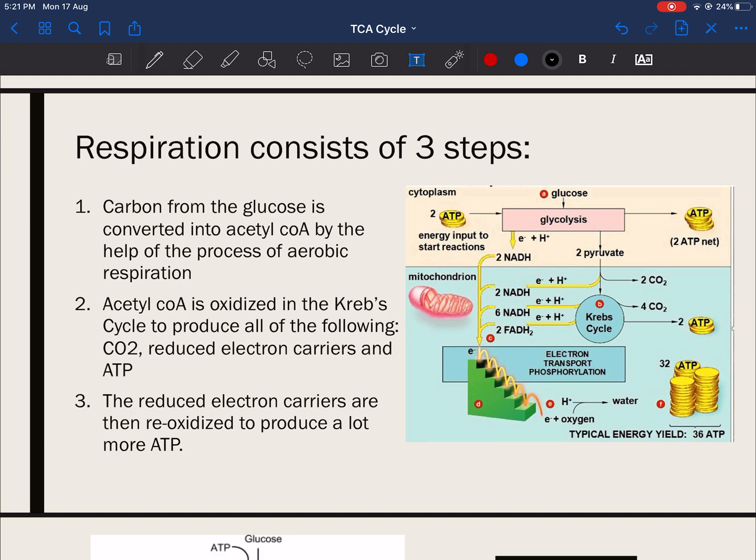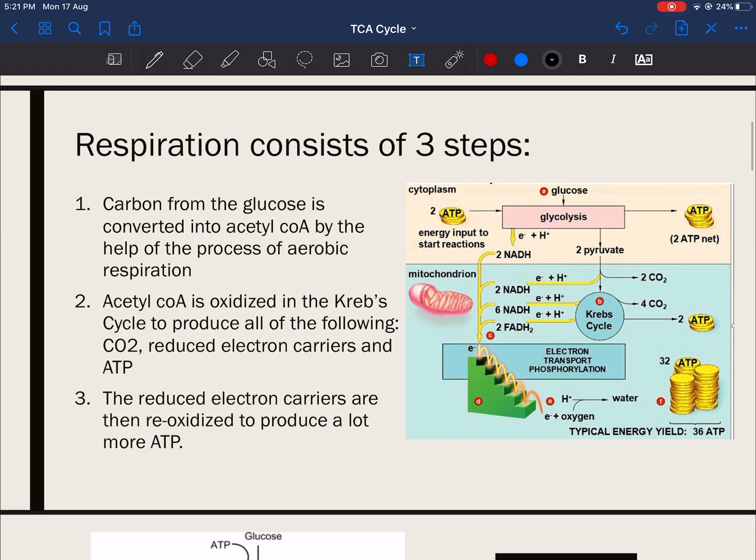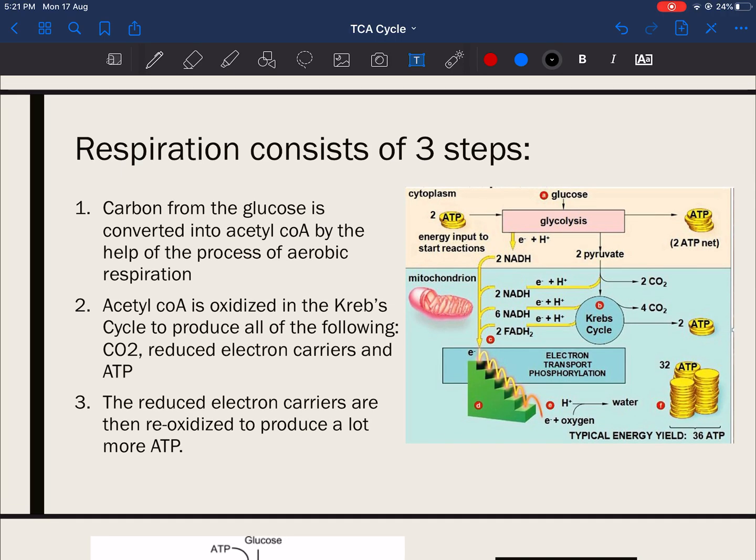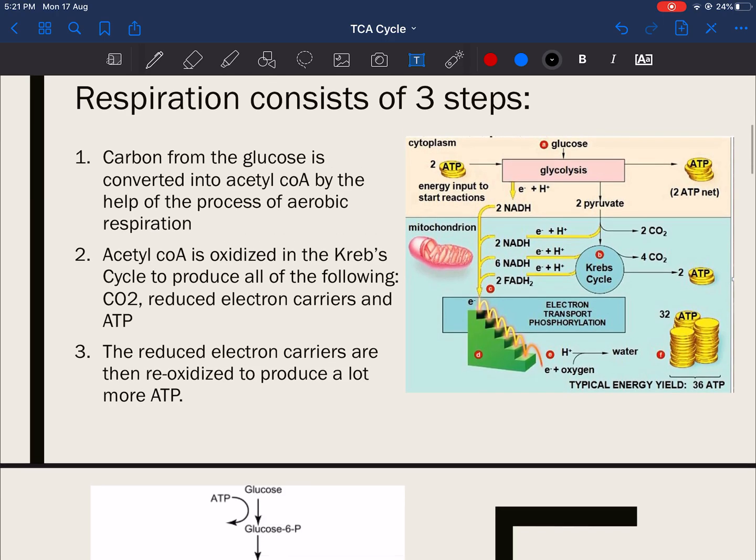This acetyl-CoA is then going to be oxidized in the Krebs cycle to produce the following products: carbon dioxide, which is a waste product and it is excreted in the lungs through exhalation, reduced electron carriers, and ATP as well. So these reduced electron carriers will then get reoxidized, which is step 3, and this happens in the electron transport chain later on, and this is going to produce a lot more ATP. This is basically where the most ATP is produced, through the electron transport chain. But that's a topic for another video, inshallah.